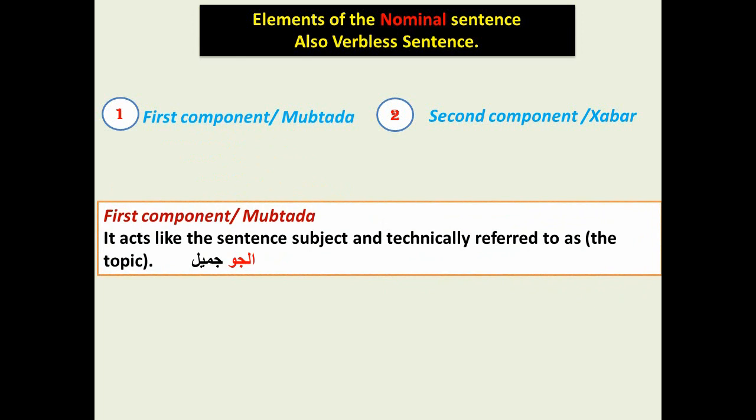The first component or مبتدأ. Again, here we are talking about the elements or the components of the nominal sentence. So, مبتدأ acts like the sentence subject and technically referred to as the topic. When I say الجو جميل, the climate is cool. Okay, الجو جميل. So here the word الجو is المبتدأ. All right.